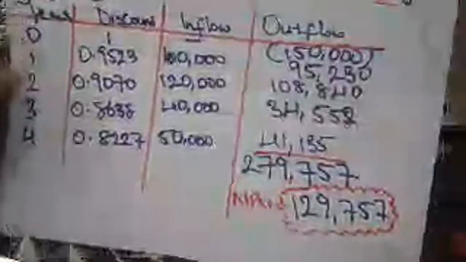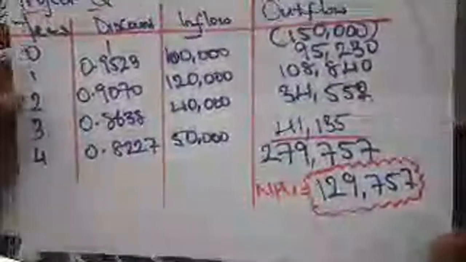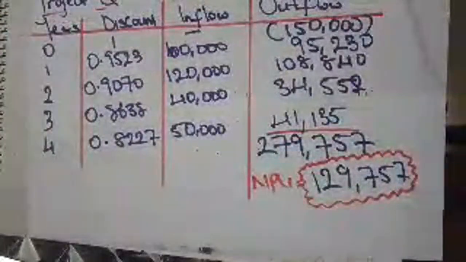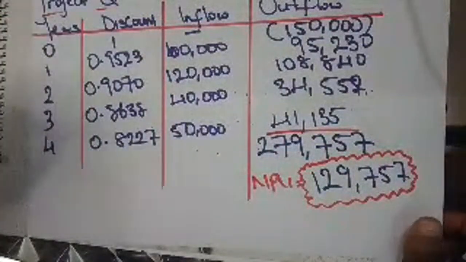So we are done with Project Q. This is Project Q. I'm hoping you understand this very well at this point. This is it. So let's get the NPV for Project P.